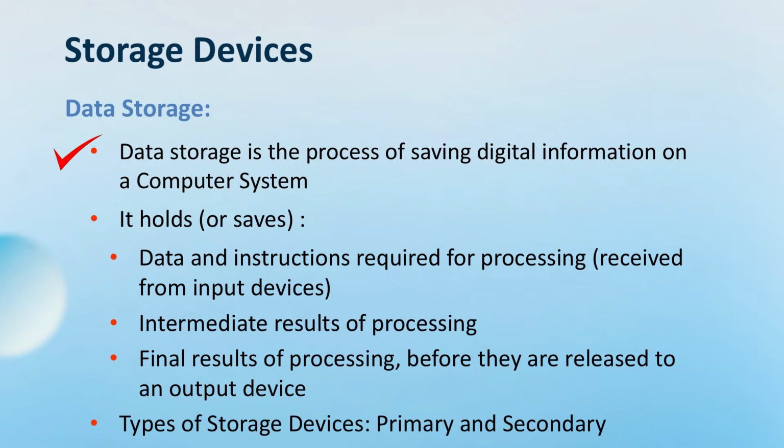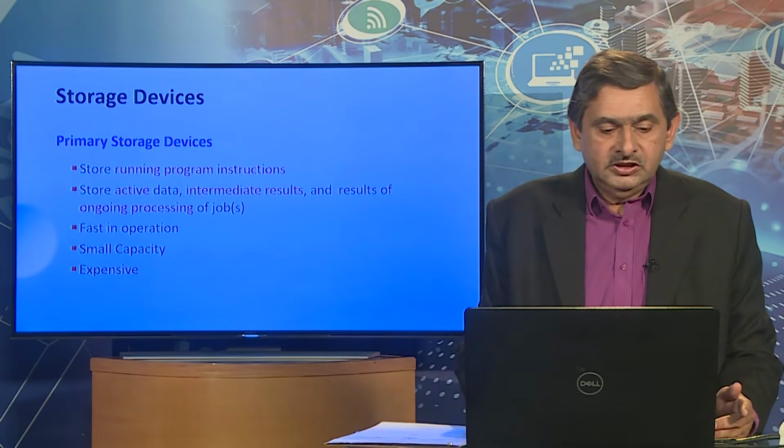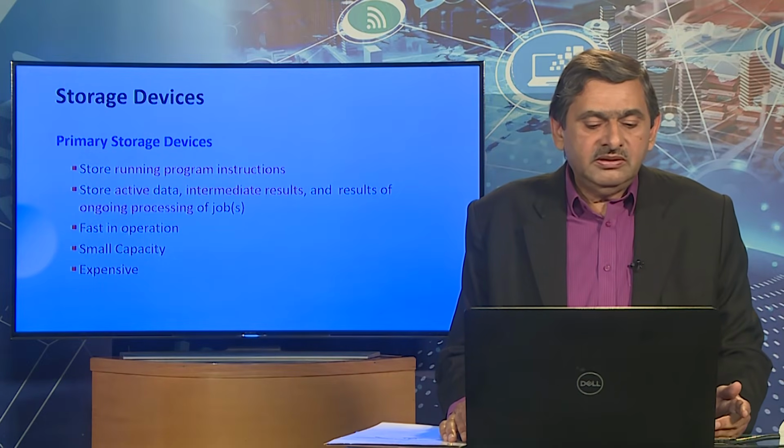Data storage is the process of saving digital information on a computer system, and it holds or saves data and instruction required for processing, which is received from input devices that the user has typed. Secondly, it stores intermediate results of processing and the final result of processing before they are released to an output device like the monitor. We have two important types of storage devices, the primary storage devices and the secondary storage devices. We start now with the primary storage devices.